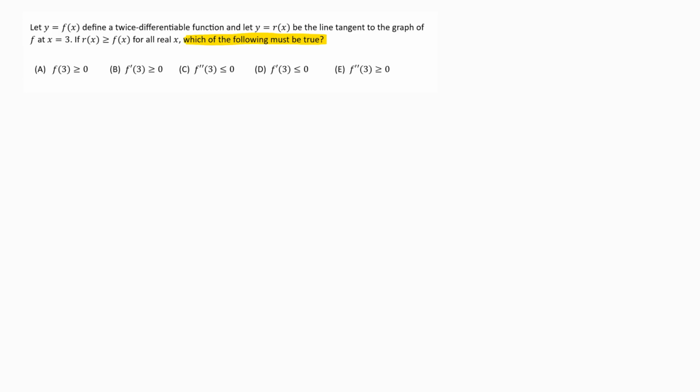So they're telling us that we have this equation, y equals f of x, which is twice differentiable. All they're really telling you when you see things like that is the derivative is okay to do twice. So you're allowed to have a second derivative if that's helpful. Then the next thing they tell us is that we've got this other equation here, r of x, that is the tangent line to the graph at x equals 3.